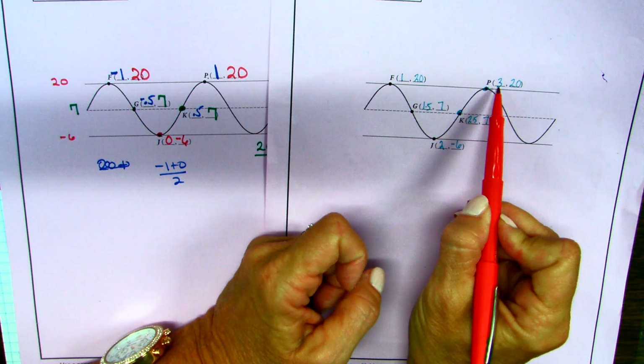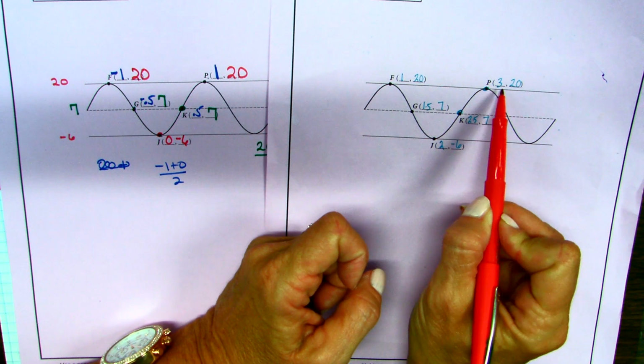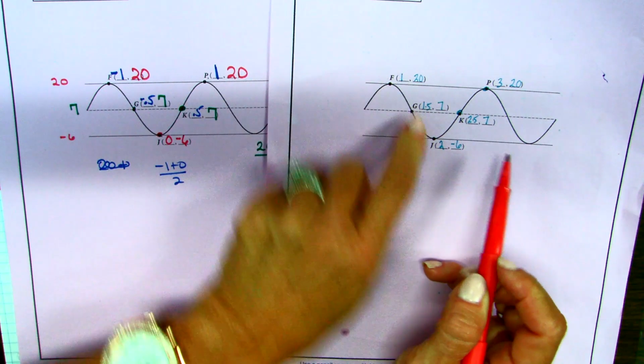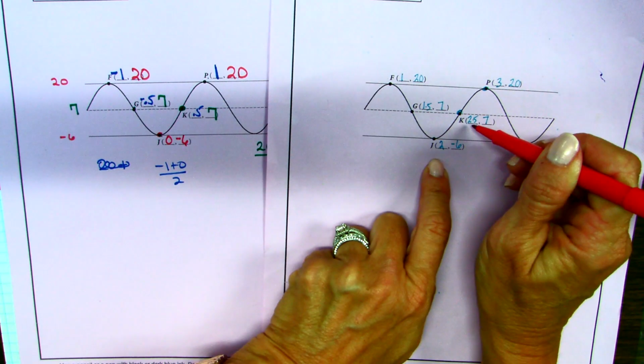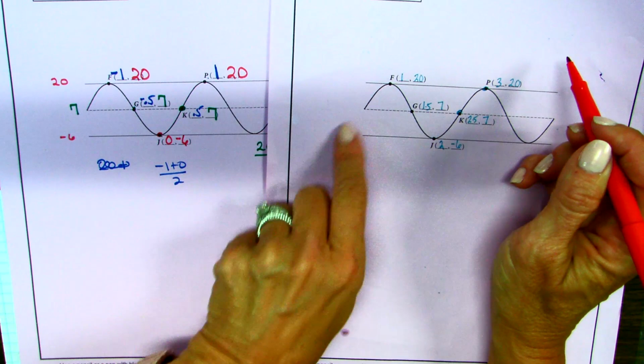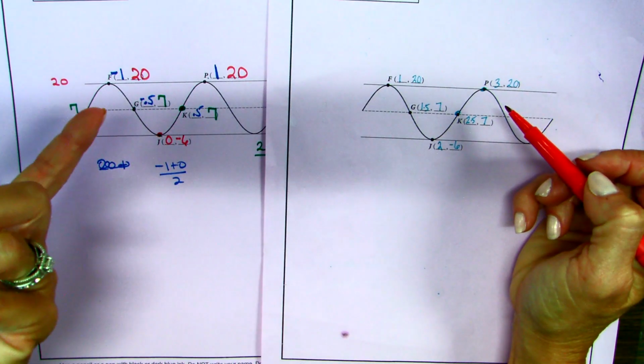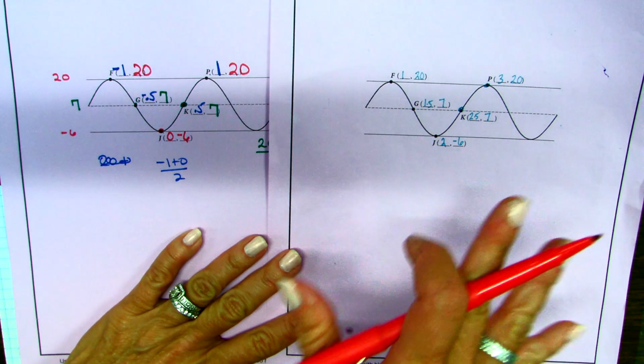From 1 to 3 was 2 seconds. Halfway in between 1 and 3 is 2. Halfway between 1 and 2 is 1.5. Halfway between 2 and 3 is 2.5. So my x values are good, and my y values match the y values here. Okay? But why is mine okay?